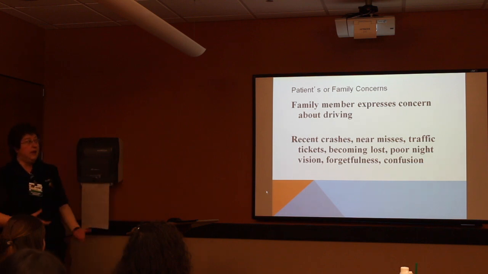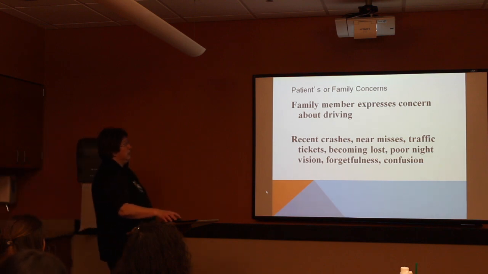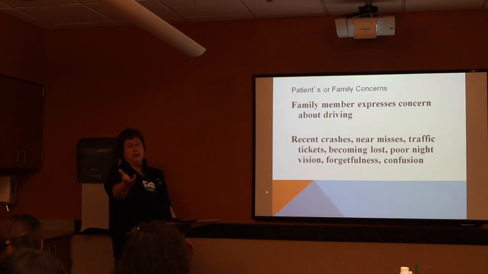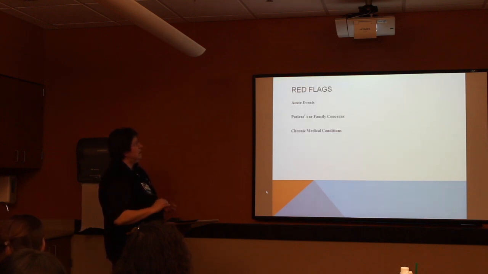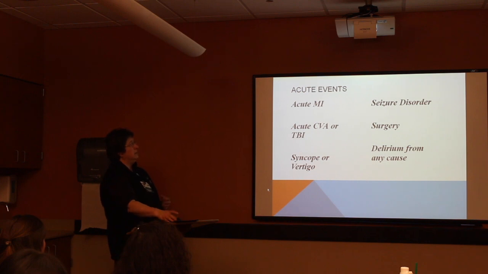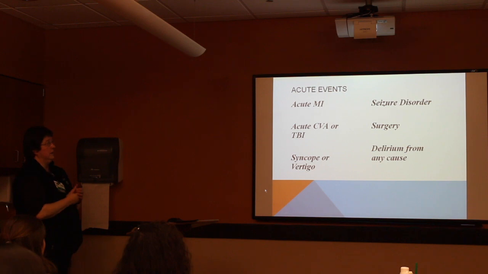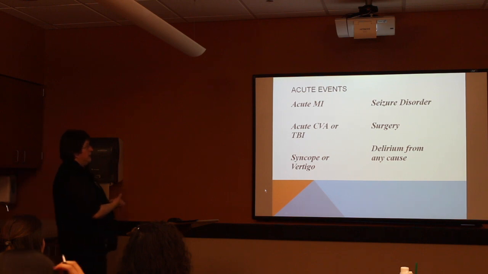All of these are red flags that you as a generalist should say, hey, we need to talk about this, because it impacts how this person is going to get to the doctor, to therapy, after they leave the hospital. We talked about that: acute events, patient or family concerns, chronic medical conditions. These are acute events. You might see this patient because they had a heart attack. They have seizures, usually in something else. They could have an acute CVA, TBI, syncope.